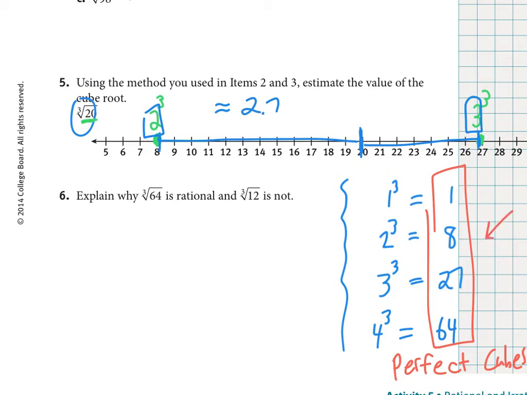I would suggest getting these first 4 or 5 perfect cubes down. Once you get higher than that, you're going to have to use a calculator, but it's helpful to know at least how to come up with the first few.